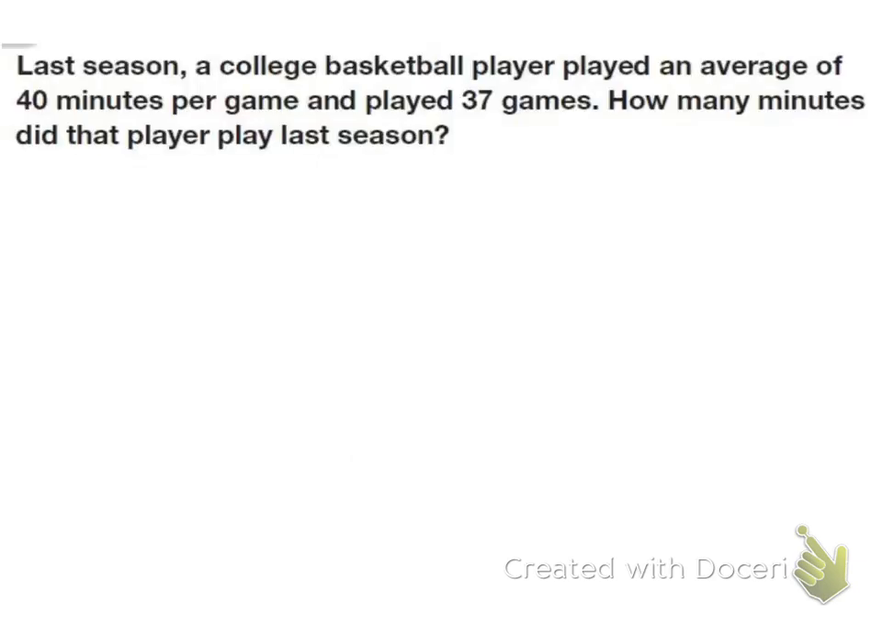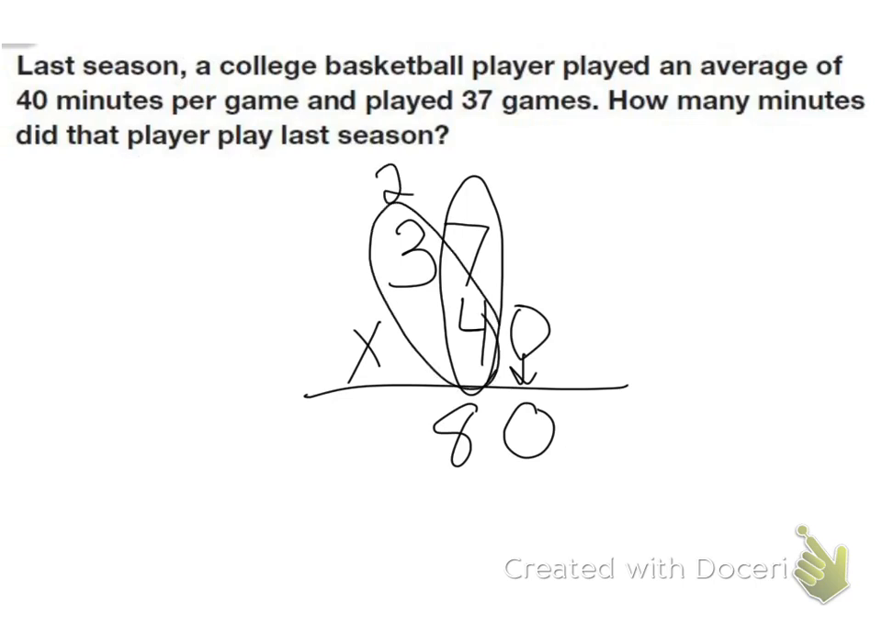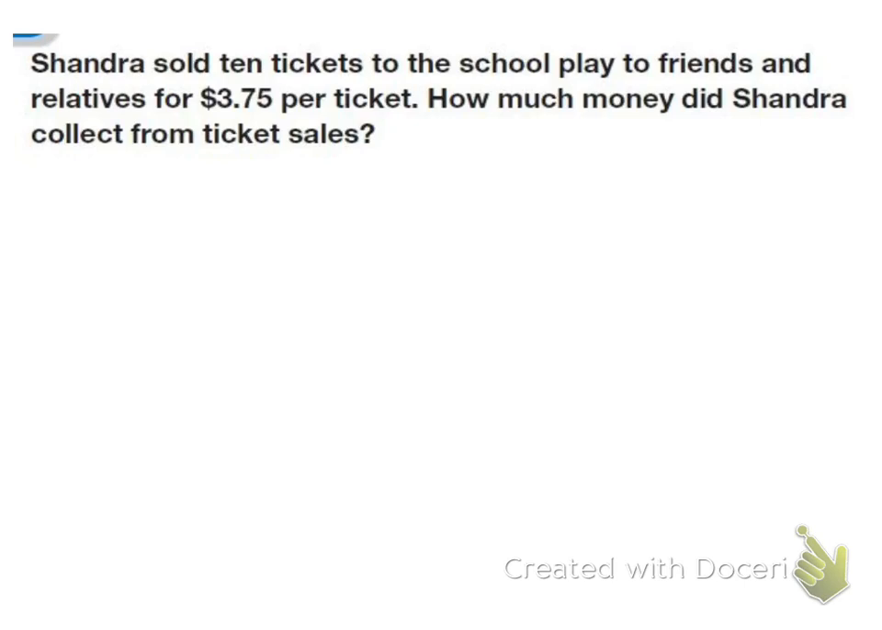All right, so last season, a college basketball player played an average of 40 minutes per game and played 37 games. How many minutes did that player play last season? So I'm going to do 37 times 40. That 0 is just hanging out on its own, so I can just bring it down. Now I can multiply by my next digit. 4 times 7 is 28. Carry my 2. 4 times 3 is 12, plus 2 is 14. So he played a total of 1,480 minutes.